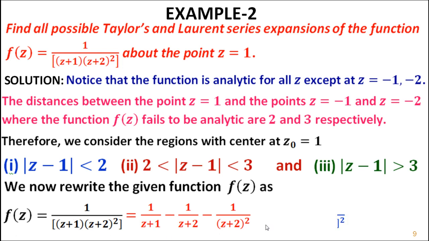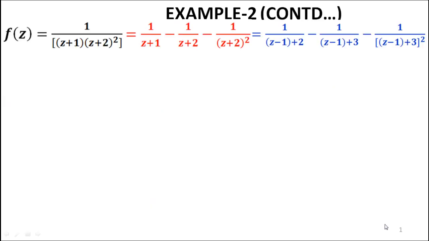Now I am rewriting these 3 terms in terms of z minus 1. That is, first one can be written as 1 by z minus 1 plus 2, minus 1 by z minus 1 plus 3, minus of 1 by z minus 1 plus 3 whole square. On mod of z minus 1 is less than 2.